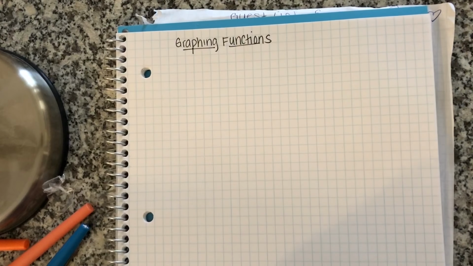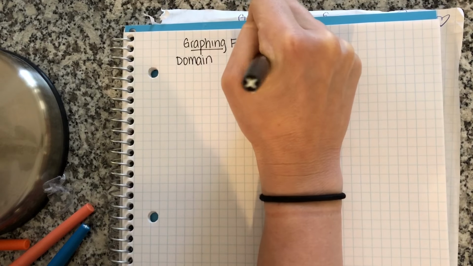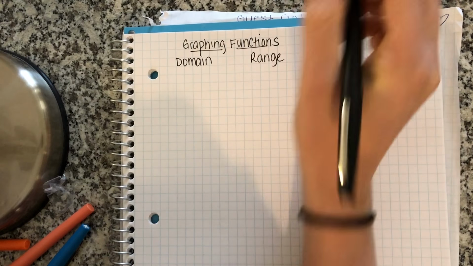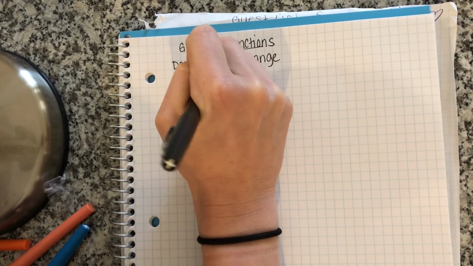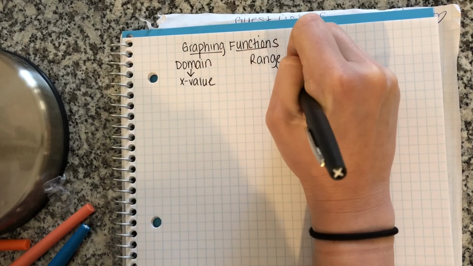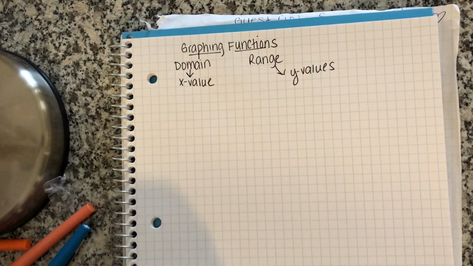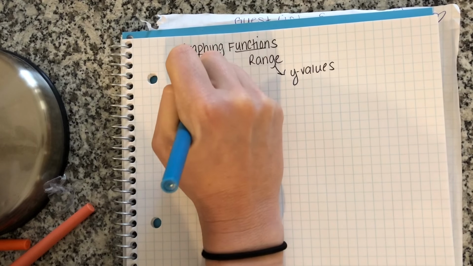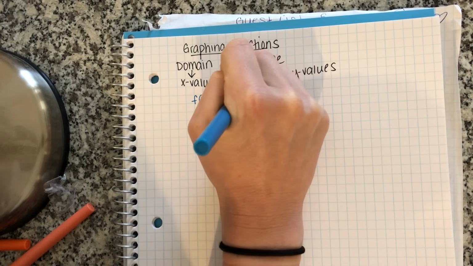Right, today we're going to talk about graphing functions, and then we're going to identify what the domain and the range is for that function. Keep in mind that the domain are the x values that define the function, and the range is the y values that define the function. So let's start with a function. We're going to graph today f of x equals x squared minus 3.